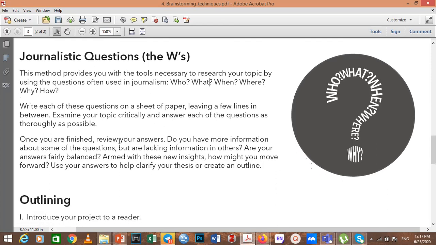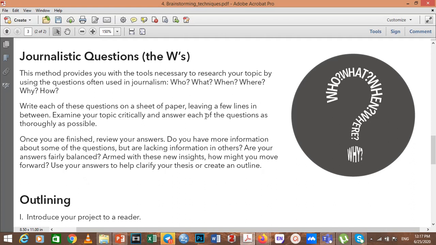Once you are finished, review your answers. Do you have more information about some of the questions, but are lacking information in others? Are your answers fairly balanced? And with this new insight, how might you move forward? Use your answers to help clarify your thesis or create an outline.